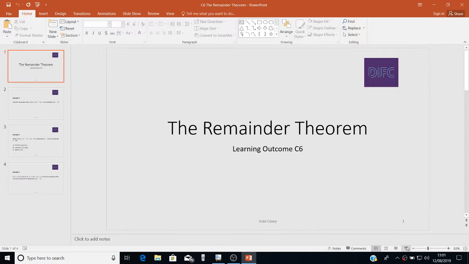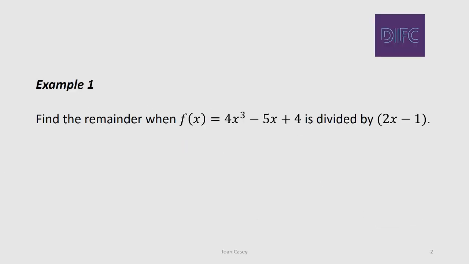Okay, we'll look at some examples using the remainder theorem. The first example we want to look at is: find the remainder when f of x equals 4x cubed minus 5x plus 4 is divided by x minus 2.